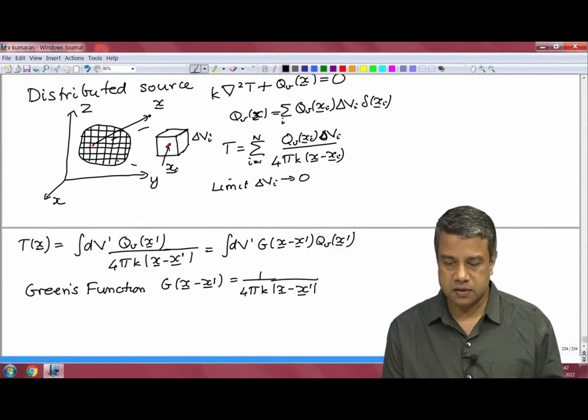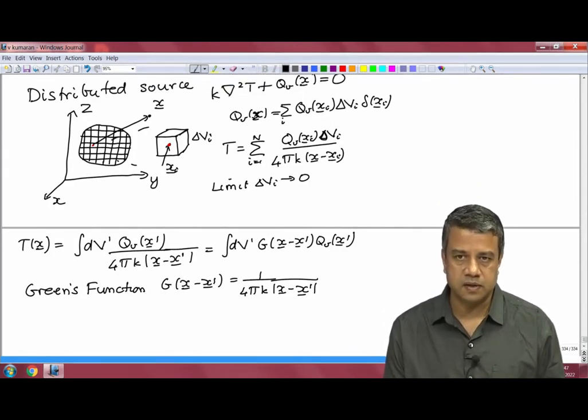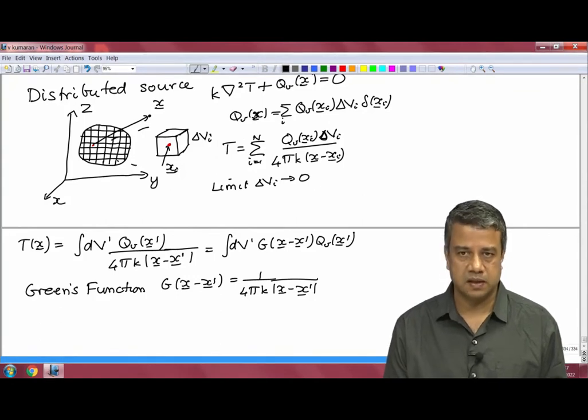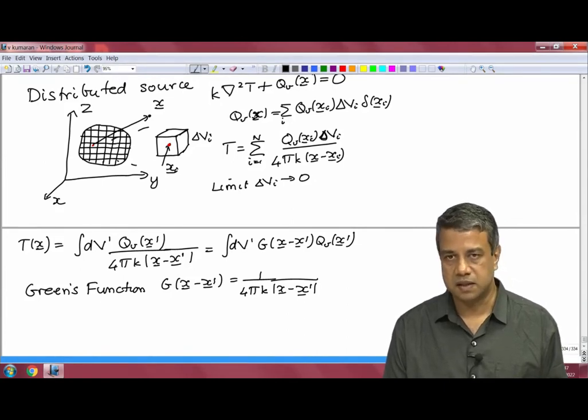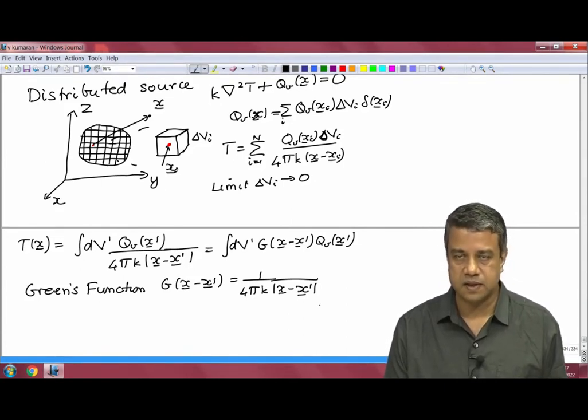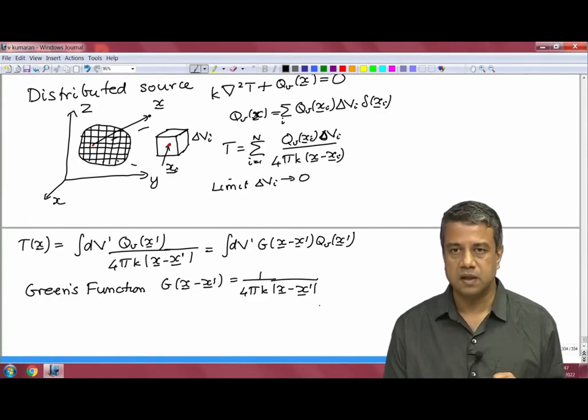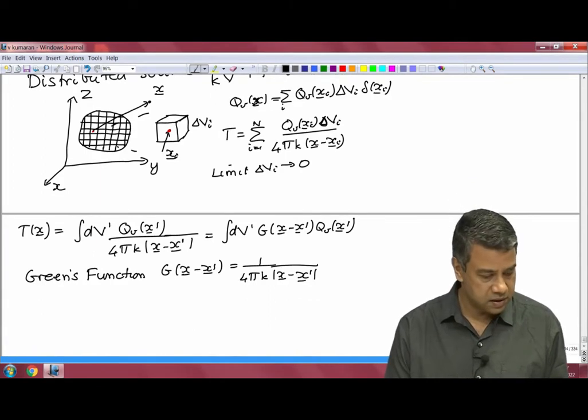So this is the solution for the temperature field for a distributed source obtained by just superposing a large number of point sources located at the centers of their differential volumes. As the volume shrinks to 0, there is no distinction between the volumetric source and the point source centered at the center of that volume. So, this is just a simple extension.